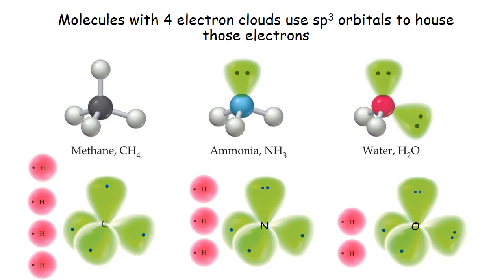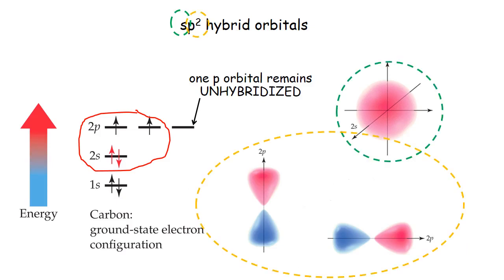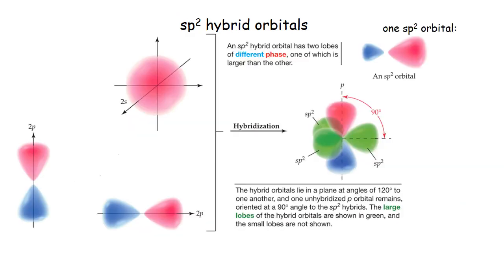Okay, so now we're going to move on. We've talked about sp3 orbitals. We're going to move on and talk about sp2. If we go back, 3 orbitals go in to hybridize, and then 3 orbitals come out as identical hybridized orbitals. So now what you're seeing here, the product of hybridization, at the very top right you see a single sp2 orbital with the different phases shown in red and blue, and then at the bottom in green are the 3 sp2 orbitals shown together.